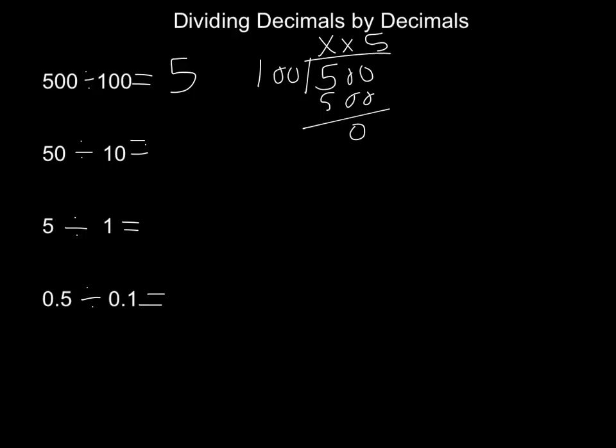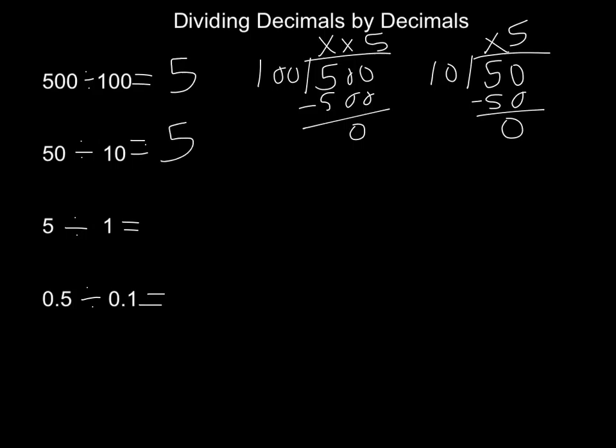Now let's see 50 divided by 10. I know it can't go into 5, but 10 can go into 50 5 times. So notice that my powers of 10 changed from 500 to 50, and 100 changed to 10, but the answer is still 5. So the number of groups that I can make has not changed.